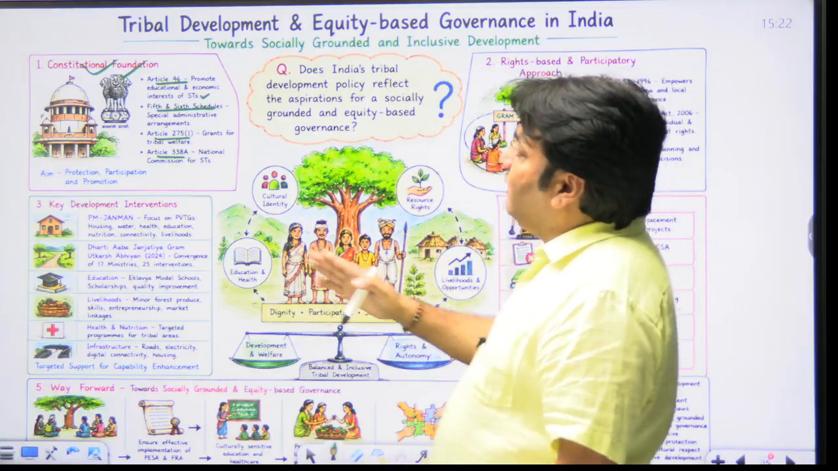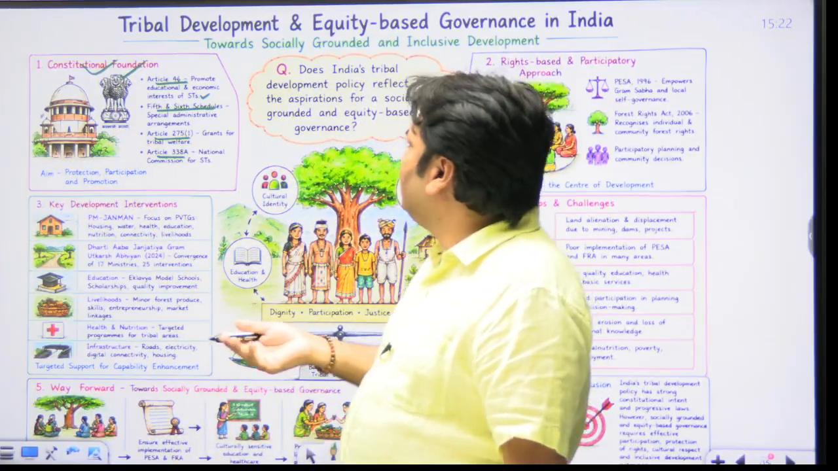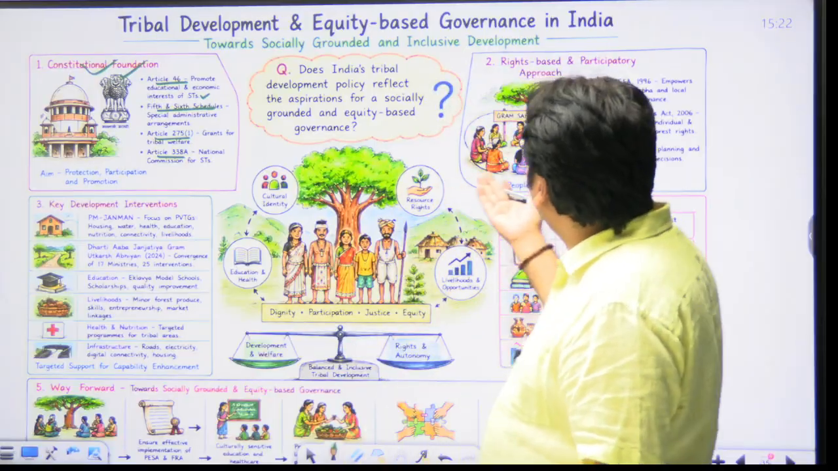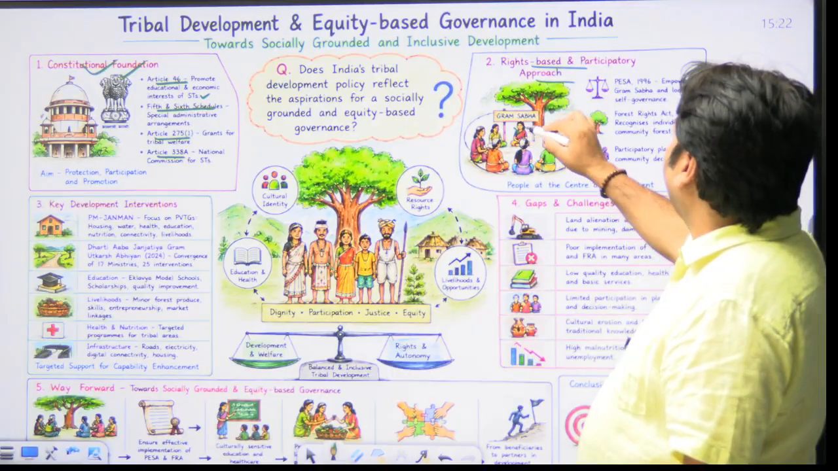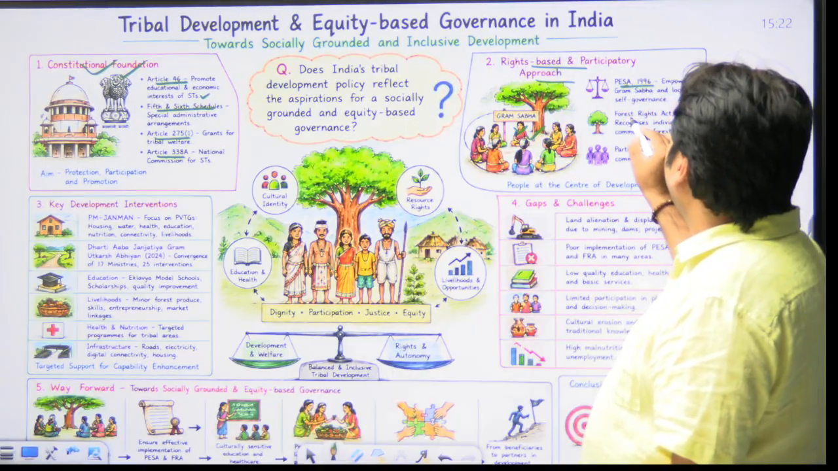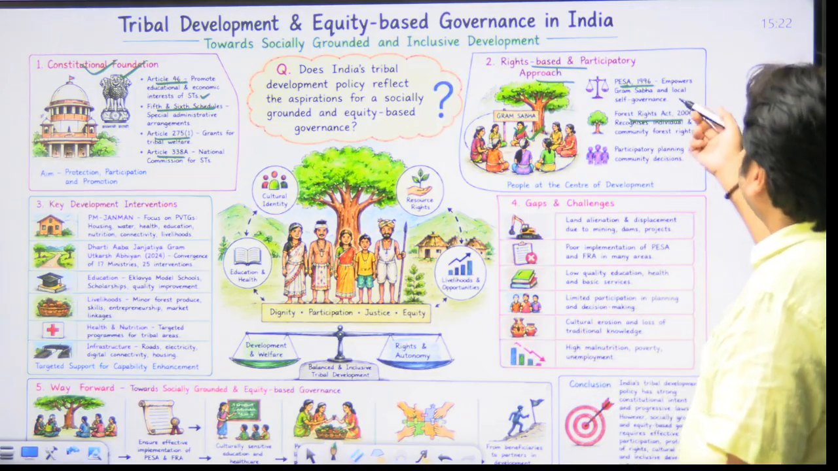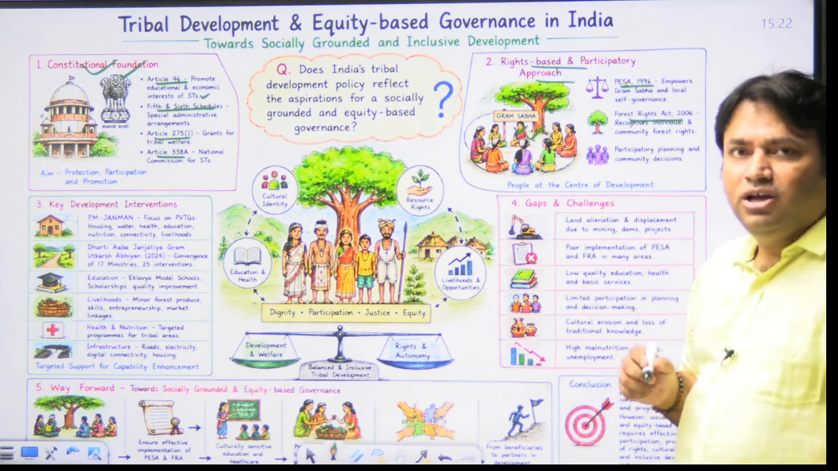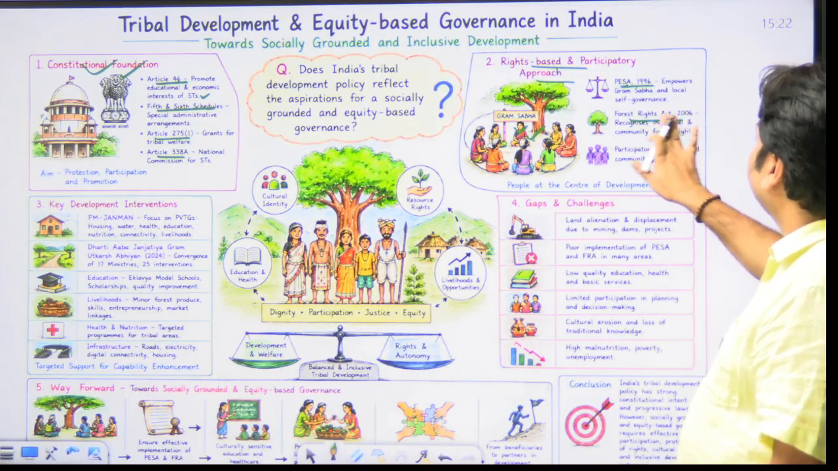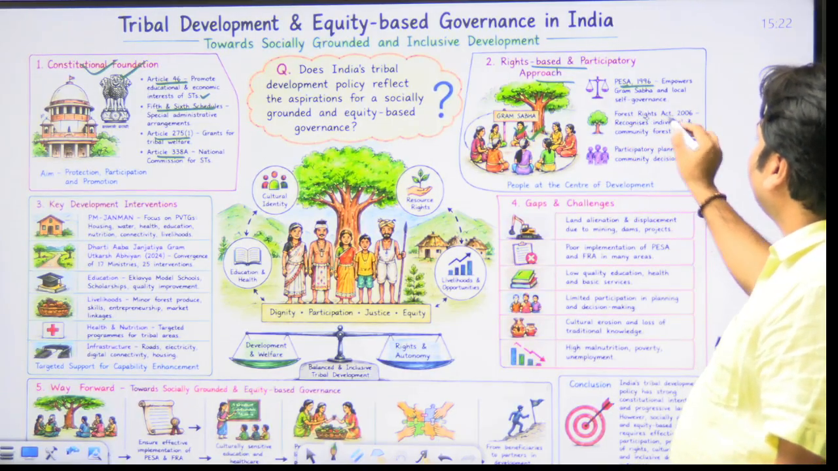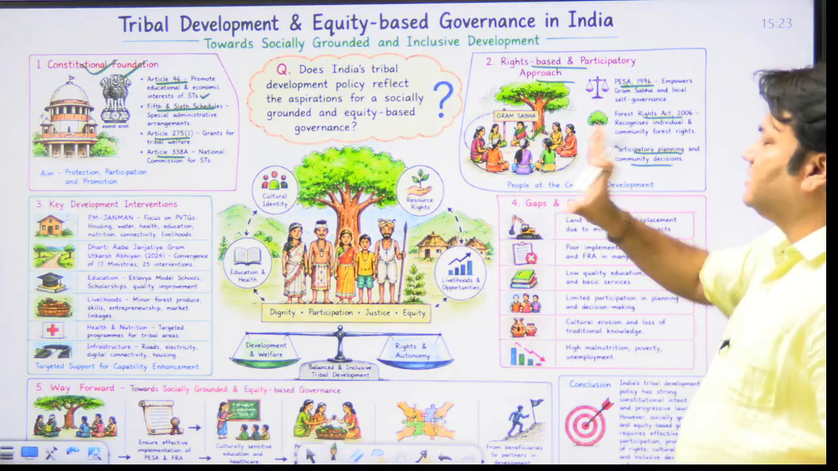So what is the aim of this constitutional foundation? To promote protection, participation and promotion, right? Now the second point is what? Rights-based and participatory approach. What is this? Gram Sabha. Here you can give reference to PESA 1996 and Forest Rights Act 2006. PESA 1996 empowers Gram Sabha and local self-governance, and Forest Rights Act 2006 recognizes individual and community forest rights and participatory planning and community decisions, right? People here are at the center of the development.